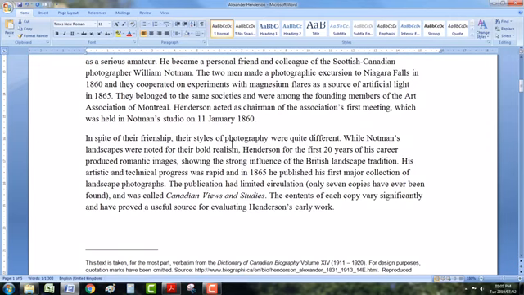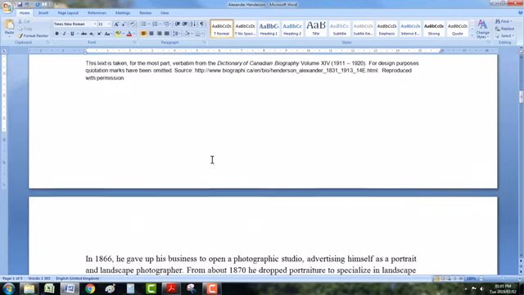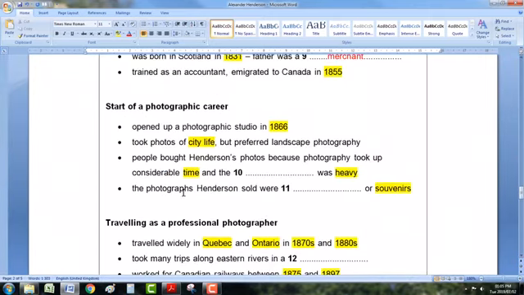1855, no, we want to move forward. 1860, no, we want to move forward. And there, 1866. Studio they mentioned, yes. Here's city life over there. But what did we want? We wanted something about time and heavy. So we're in the right place. People bought his photos because photography took up considerable time and the something was heavy.